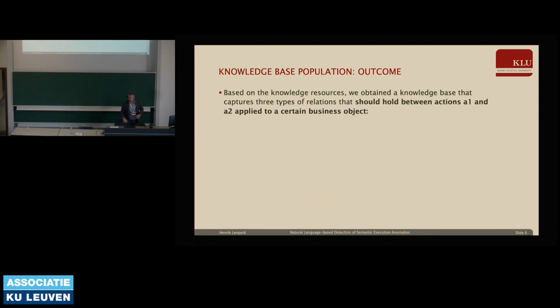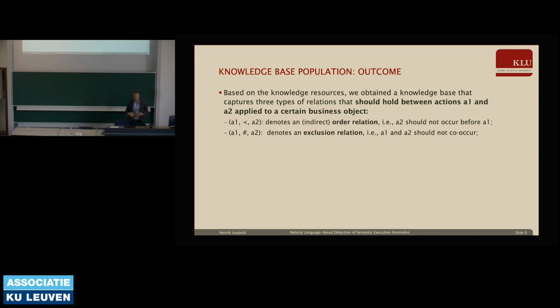Okay, what do we get? Essentially, we have a knowledge base that tells us for two actions relating to the same object, what should hold? And there are three things. Yeah, so there's this order relation that you can see there. So basically, A2 should not happen before A1. There is this exclusion relation, meaning A1 and A2 should not co-occur. And there is a co-occurrence relation, meaning if A1 occurs, A2 should occur as well.